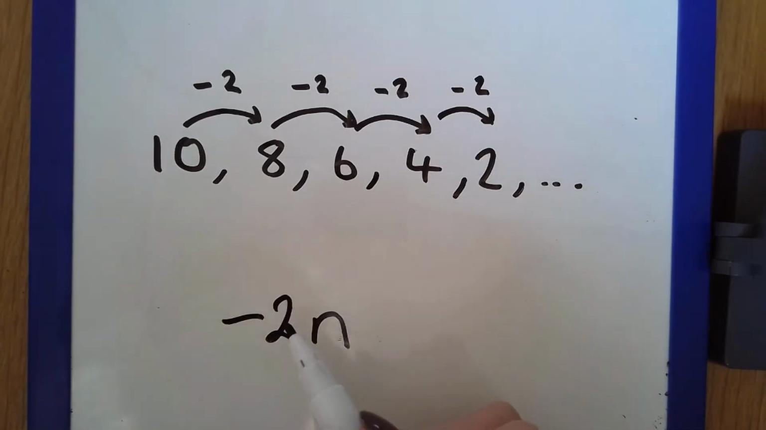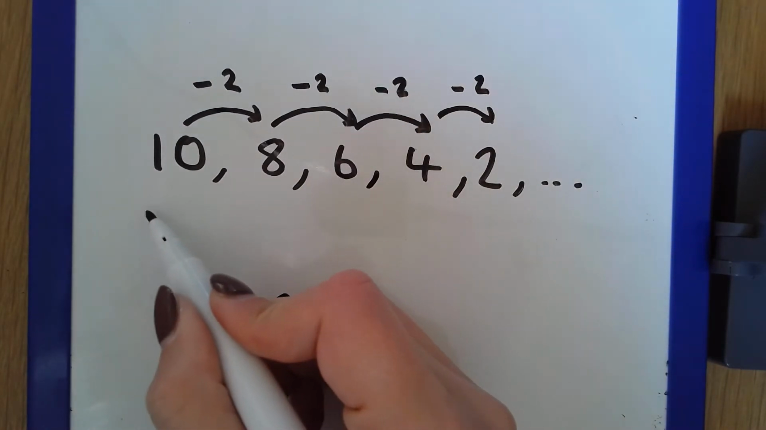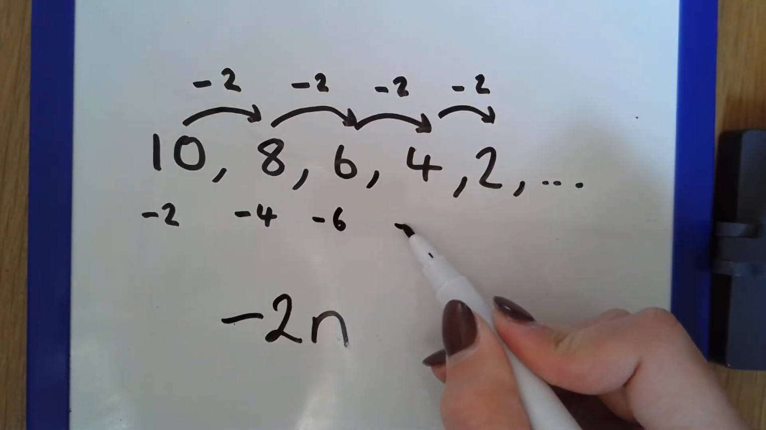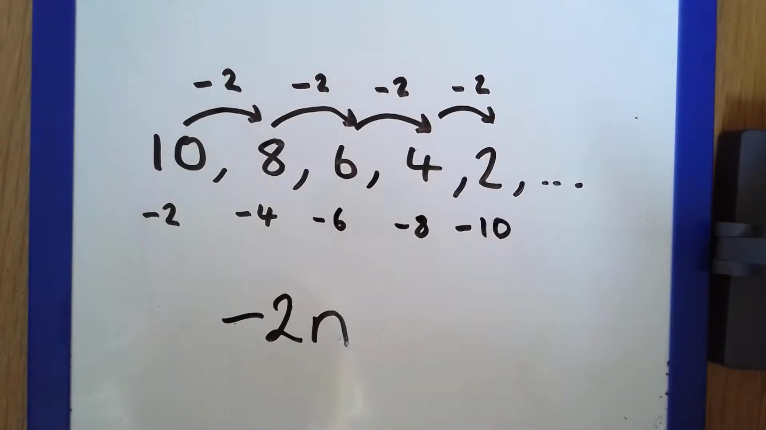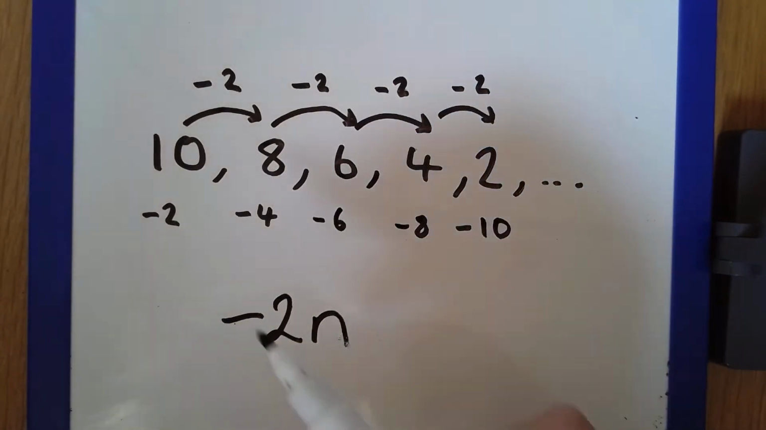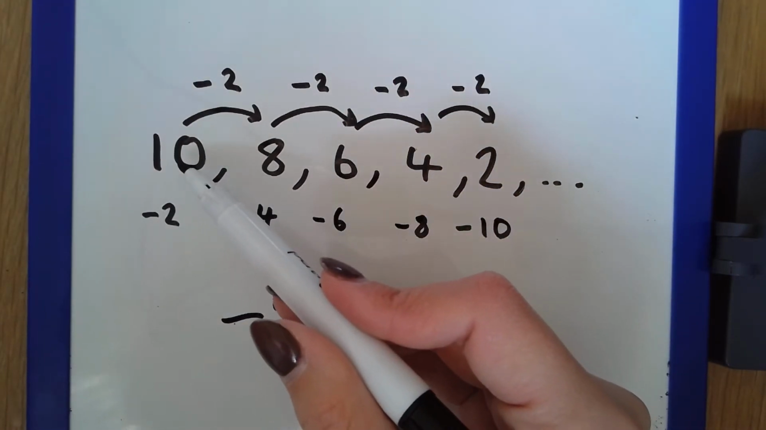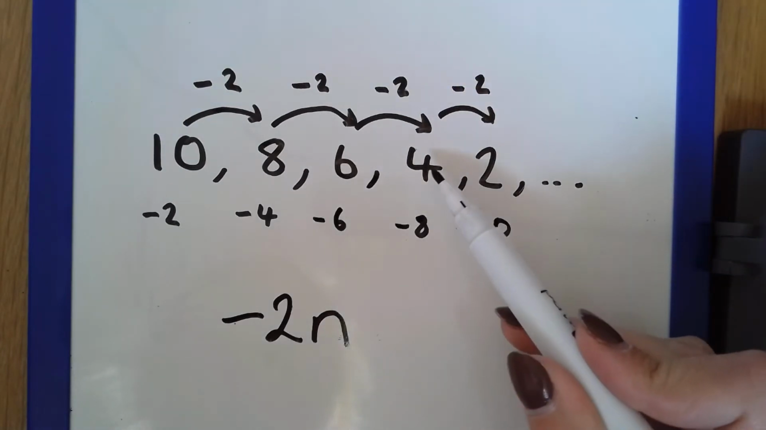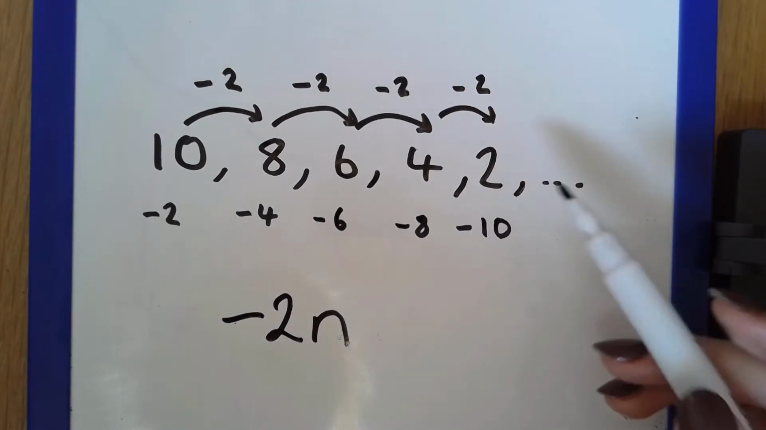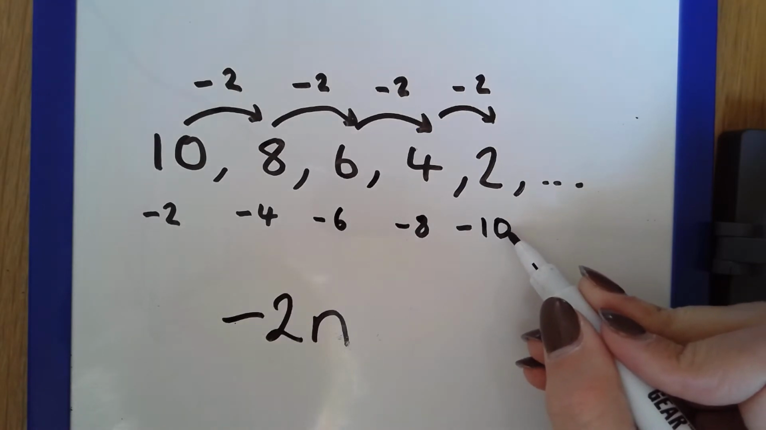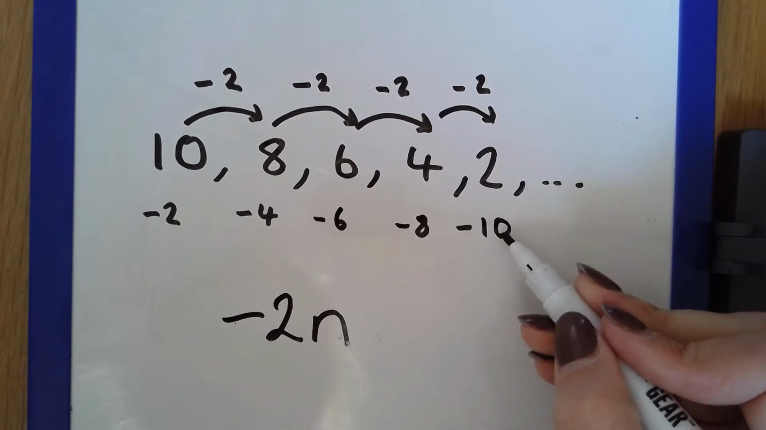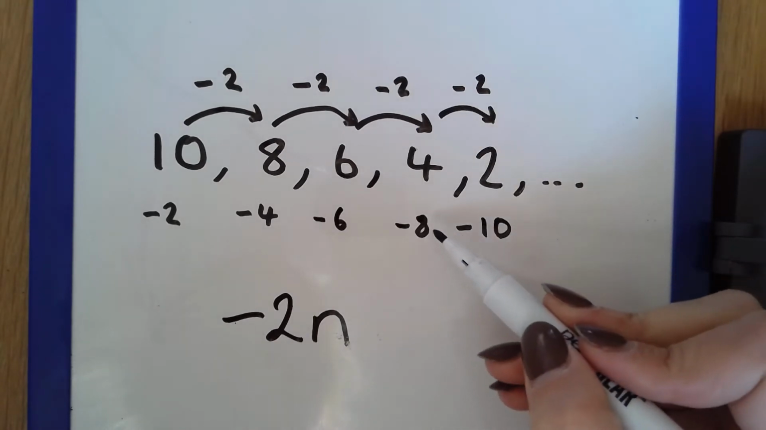This time I don't write out my 2 times tables, I write out my negative 2 times tables: minus 2, minus 4, minus 6, minus 8, minus 10. And I need to get from minus 2 to 10, minus 4 to 8, minus 6 to 6, minus 8 to 4, and minus 10 to 2. Well, minus 10 to 0 is add 10, and 0 to 2 is add 2. So minus 10 to get to 2 is add 12.